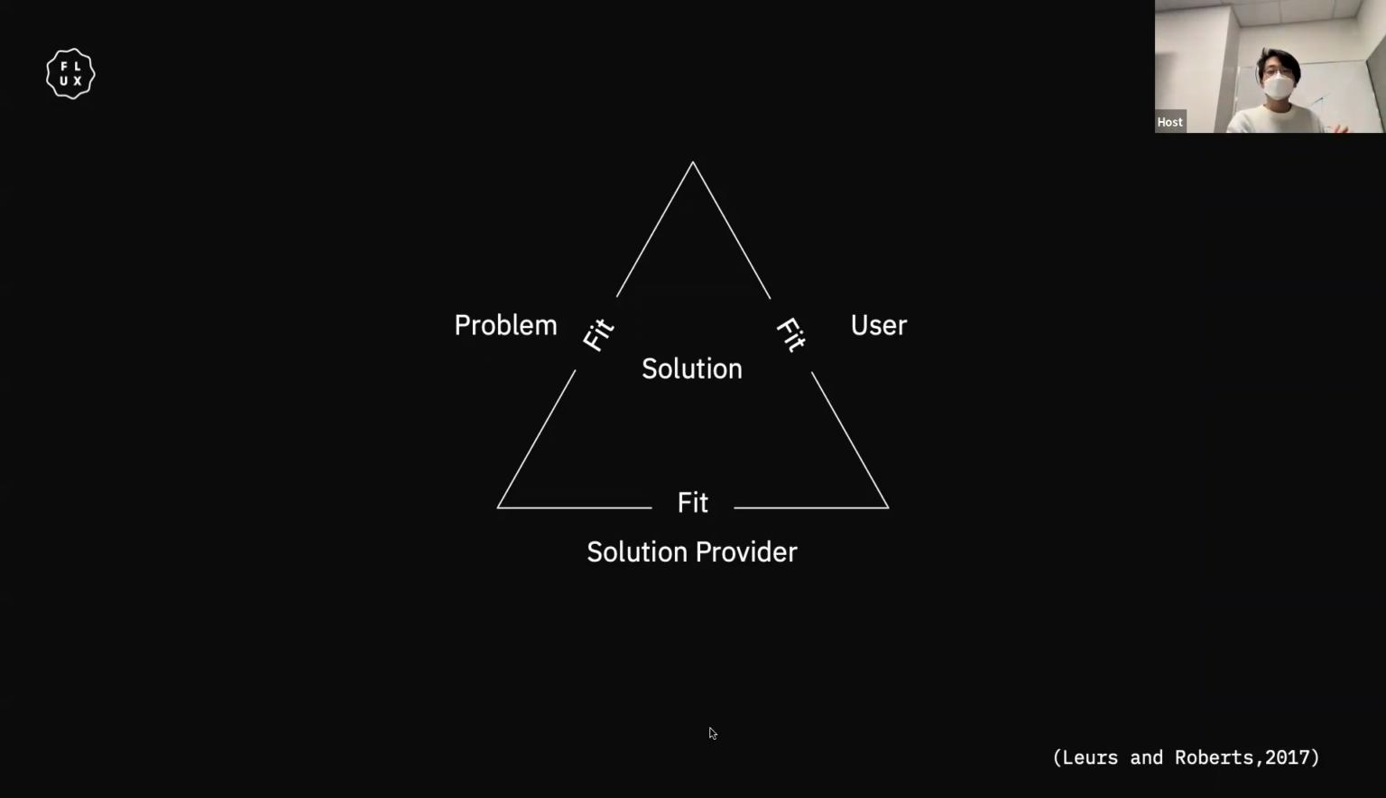So you're trying to find fit between these different stakeholders, problems, and the users, essentially. And in the middle is the solution. So by understanding who your users are, i.e. doing the user segmentation, it's going to help you in understanding the problem fit and the user fit.